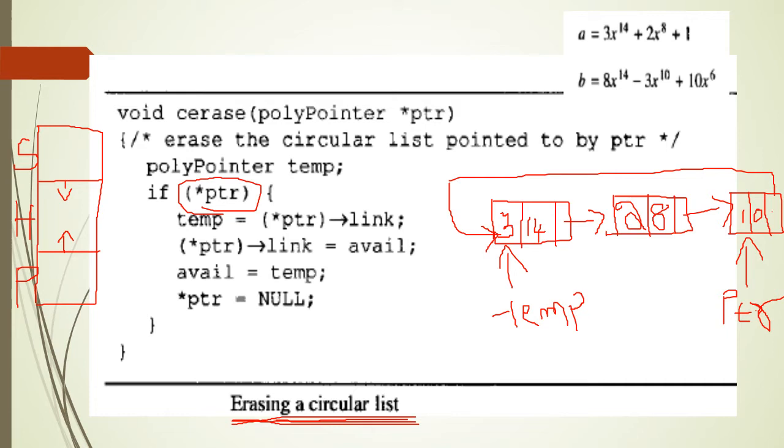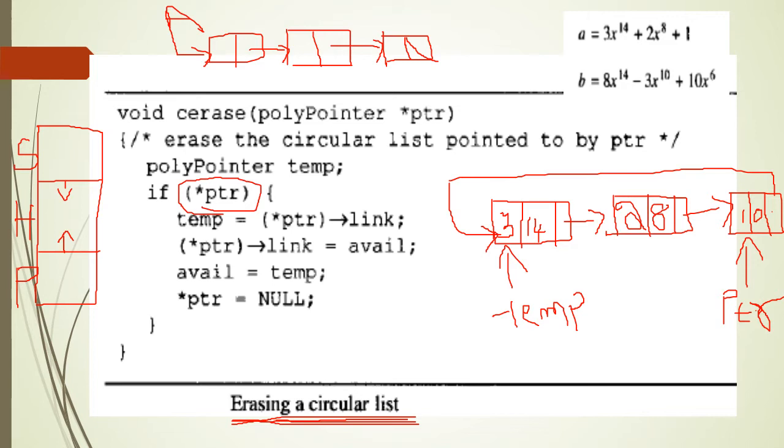Assume that these are the available nodes, that is the freed nodes. The nodes which are freed from the other programs are going to be stored in the heap. This is pointed to by the variable avail. Avail is pointing to the first node of the availability list. The link field of the last node holds the value null. Now you need to free this list, that means you have to send these nodes to the availability list.